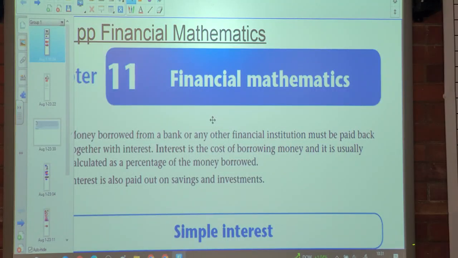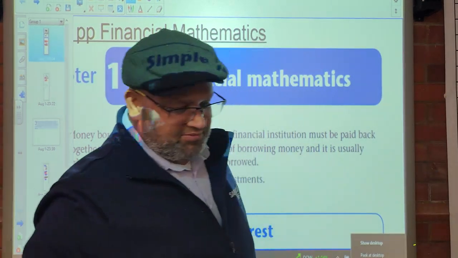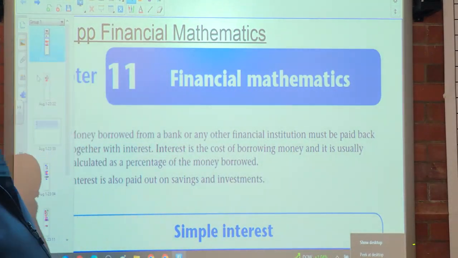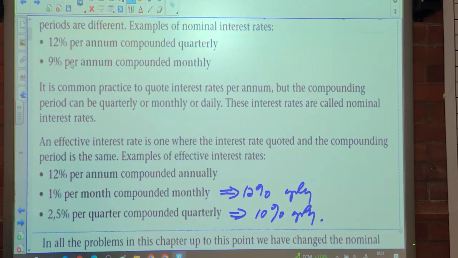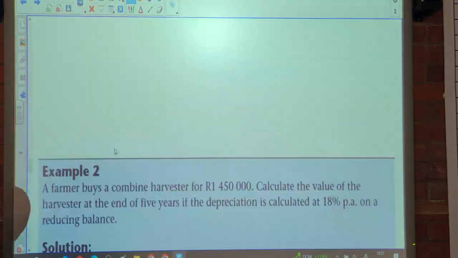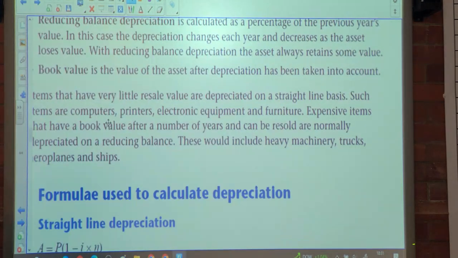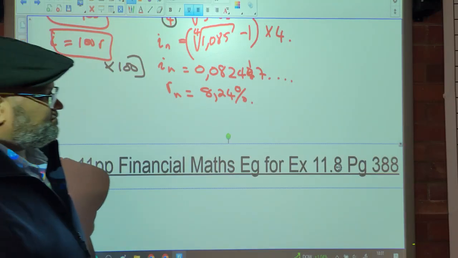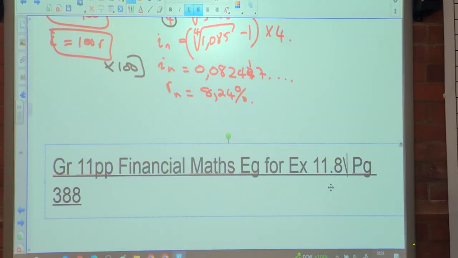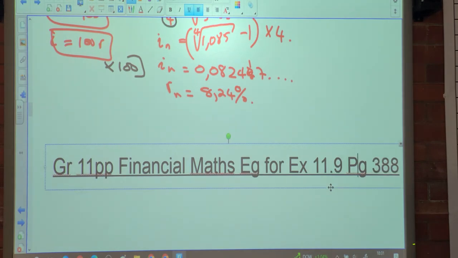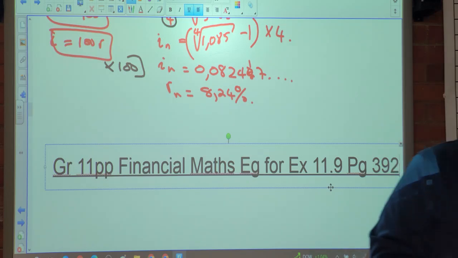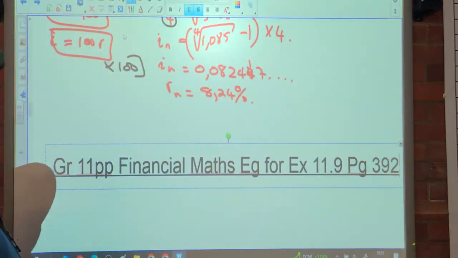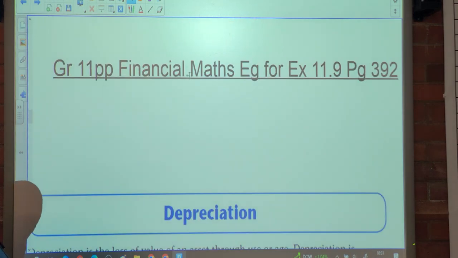Okay, good morning class. So today we're looking at the last of the examples for financial maths. The examples for exercise 11.9: Depreciation. Okay, exercise 11.9 is on page 392. Okay.